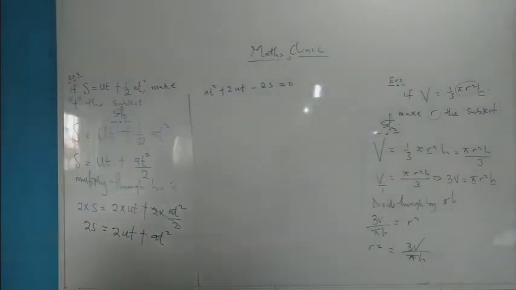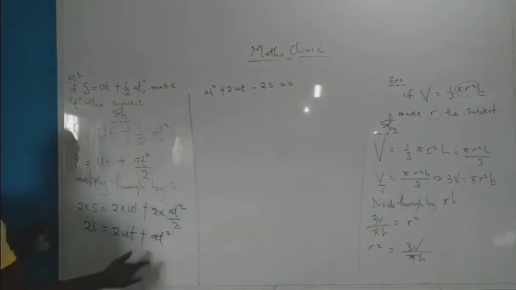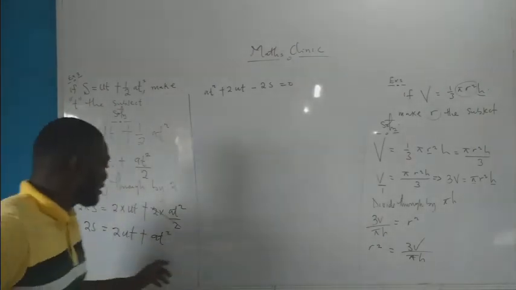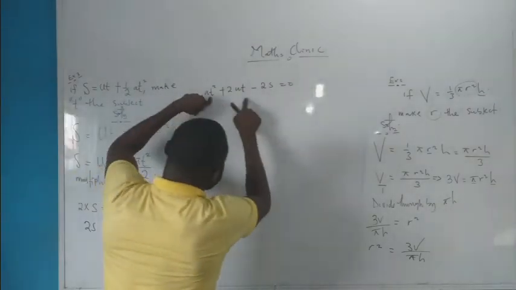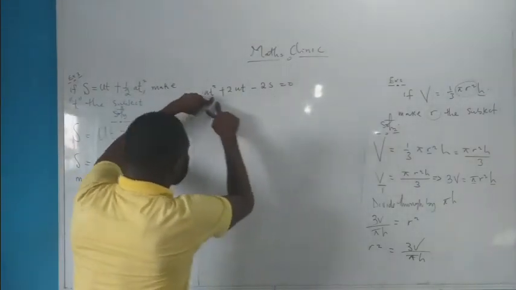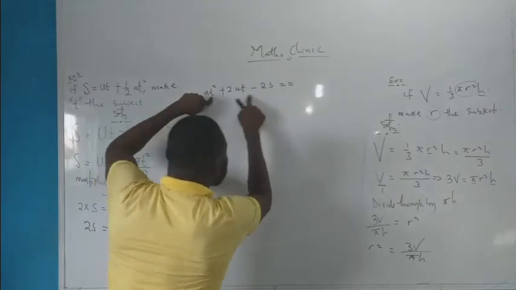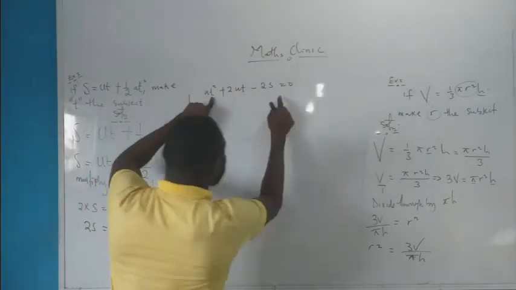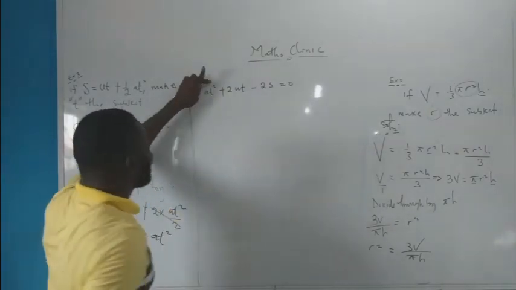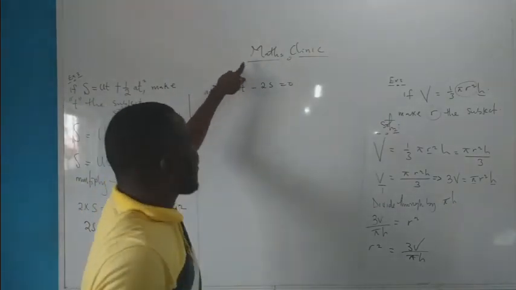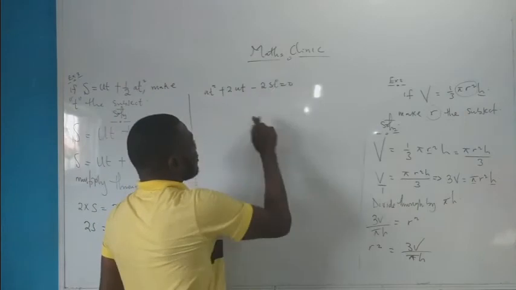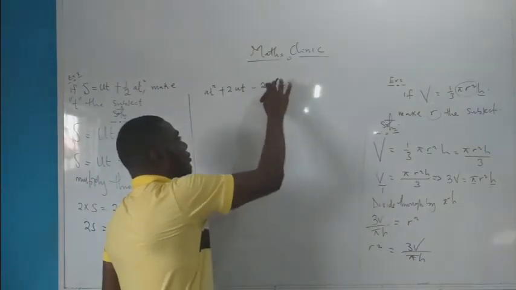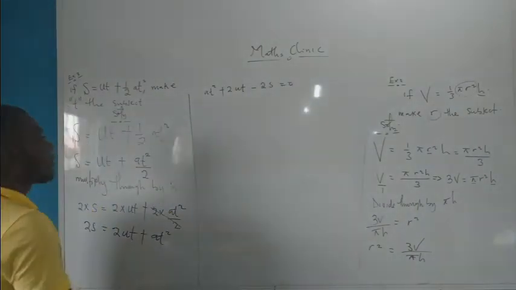Equals to 0. Look at it. Just rearrange such that the power of t will decrease in decreasing order, from t squared to t raised to power 1 to t raised to power 0, and t raised to power 0 is 1. So 2x times 1 is 2x, okay?